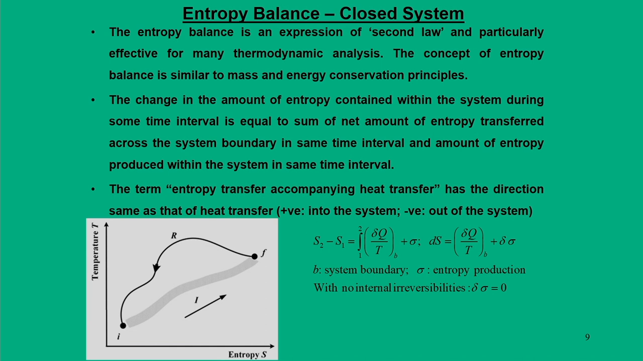Now, let us evaluate that particular equation in a more elaborate way. Here we have shown that from initial state to final state, it goes in an irreversible path and returns by a reversible path. We write this entropy balance equation as S2 minus S1 is equal to the integral of delta Q by T at the boundary plus entropy production, sigma. So, this is the fundamental equation of entropy balance for a closed system.